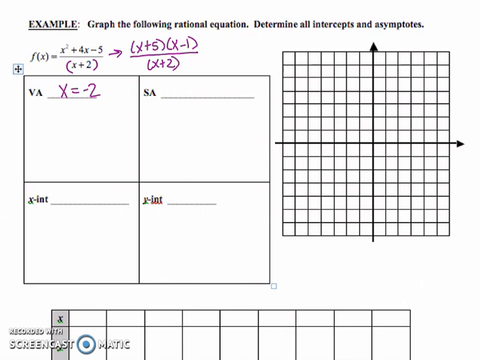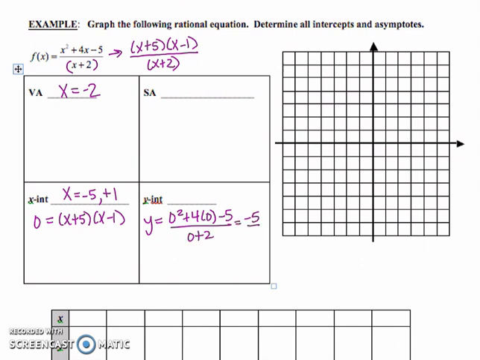Okay, so our x-intercepts are values that make our numerator equal to 0. So if we take a look at that, that tells us that our x-intercepts are going to be at -5 and at +1. Our y-intercepts are what we get when we plug in 0 for our x's. So 0 squared plus 4 times 0 minus 5 over 0 plus 2. We end up with -5 over 2, which is y equals -2.5.